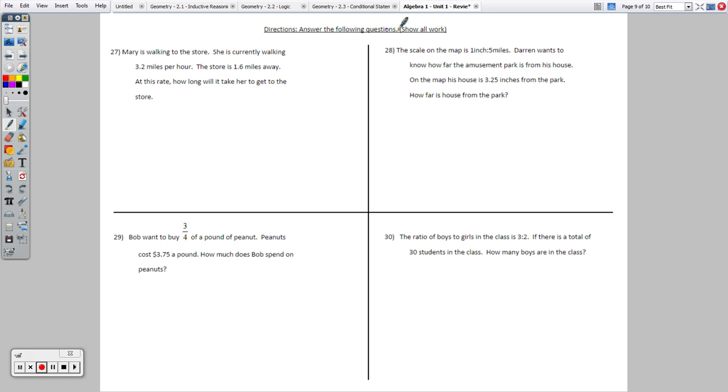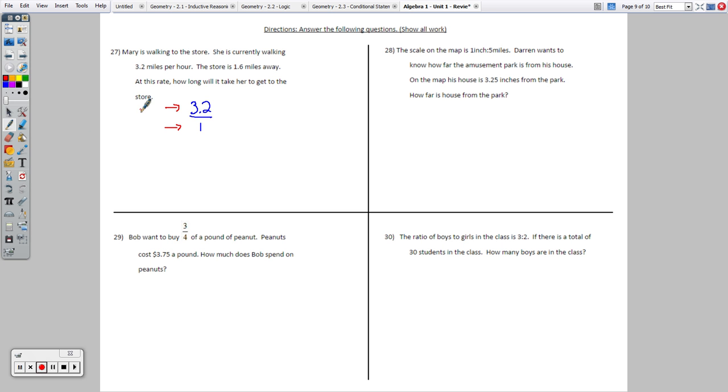All right, we're still answering the following questions, showing all our work on these. These ones look like proportion type problems. So let's work on setting up some proportions. Mary is walking to the store. She is currently walking 3.2 miles per hour. So I could say that's 3.2, this is miles on the top, per hour, that's per 1 hour on the bottom. Some of these we're going to be able to solve really without setting up proportions, but I want to get some good practice doing that.